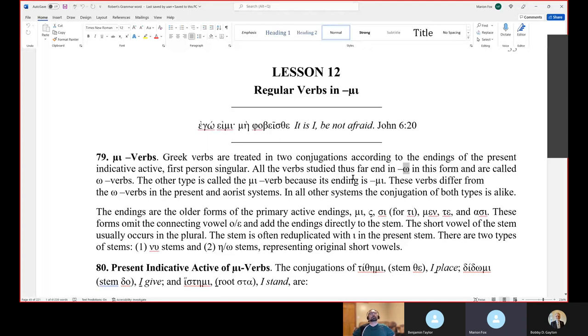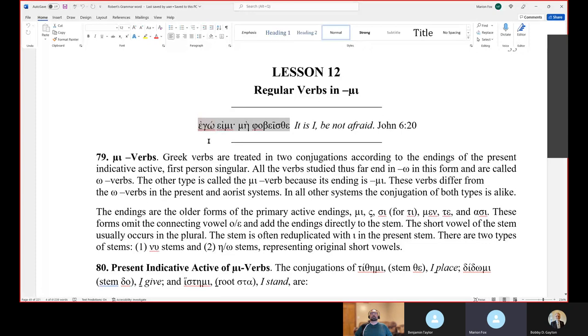Now, let's look at this passage. This is, of course, lesson 12, and this is John 6:20. He has it here for us to illustrate one of the verbs. It has the mi verb, eimi, which will be in the next lesson. It is a mi verb.